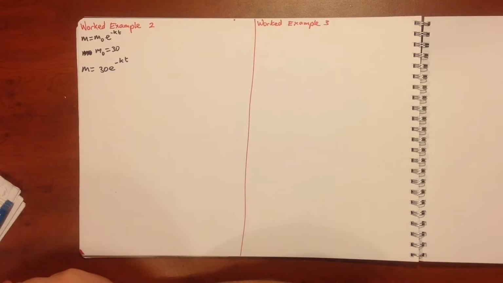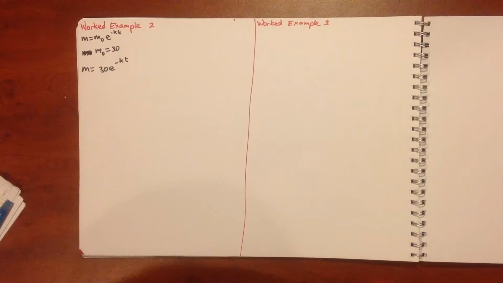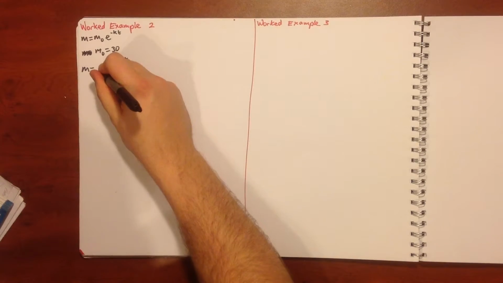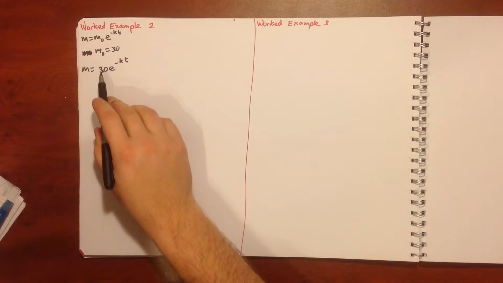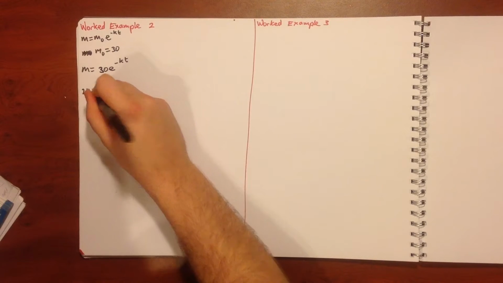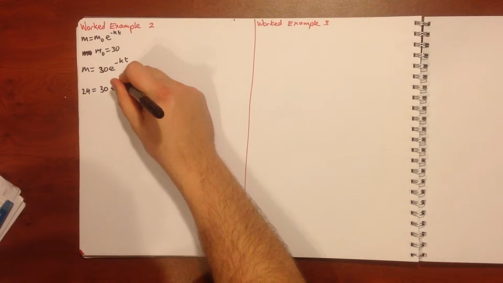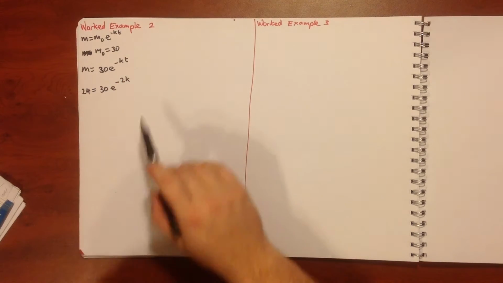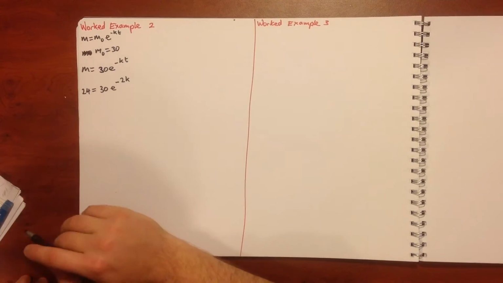We know after 2 hours we've lost 20%. 10% is 3, so 20% off is going to be 6 off, so we're going to say 24 equals 30 e to the negative 2k, because our time is 2 hours. From here we're going to be able to work out what our k value is.